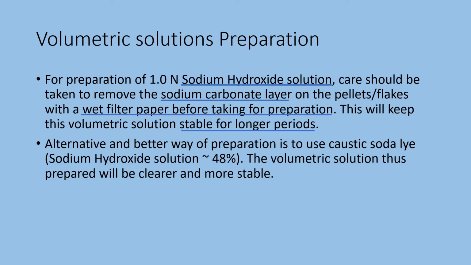Alternative and better way of preparation is to use caustic soda lye. This is the commercial name for the sodium hydroxide solution of approximately 48%. The volumetric solution thus prepared will be clearer and more stable. So the commercial sodium hydroxide solution is a very good thing to give a better volumetric solution, because this caustic soda lye does not have the contamination of sodium carbonate. It is a clear liquid.